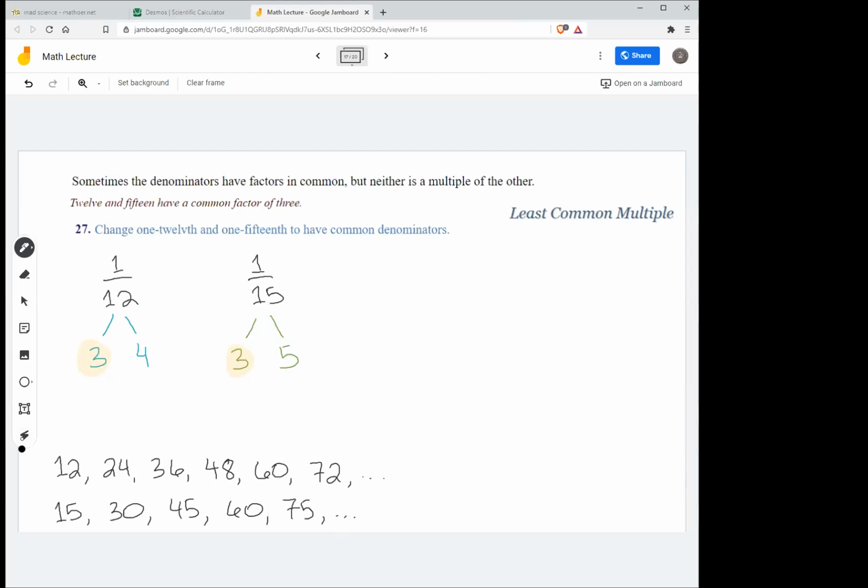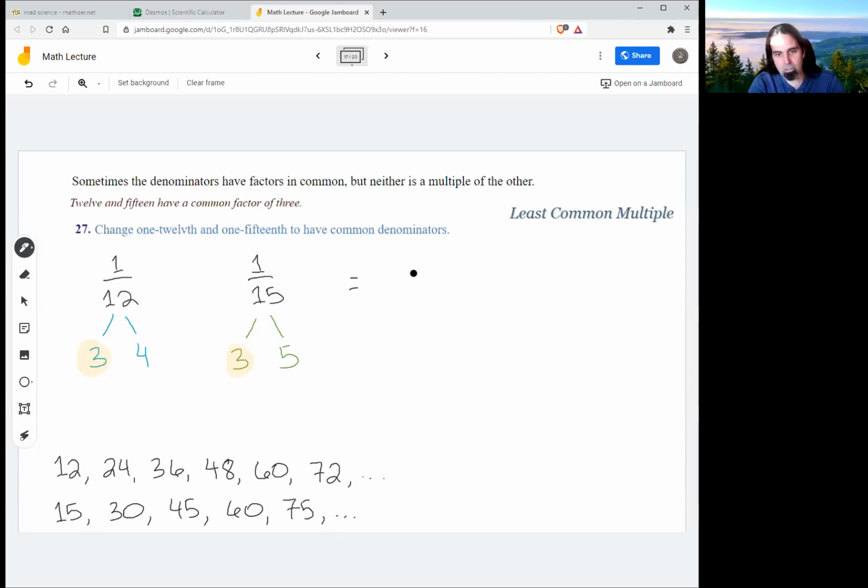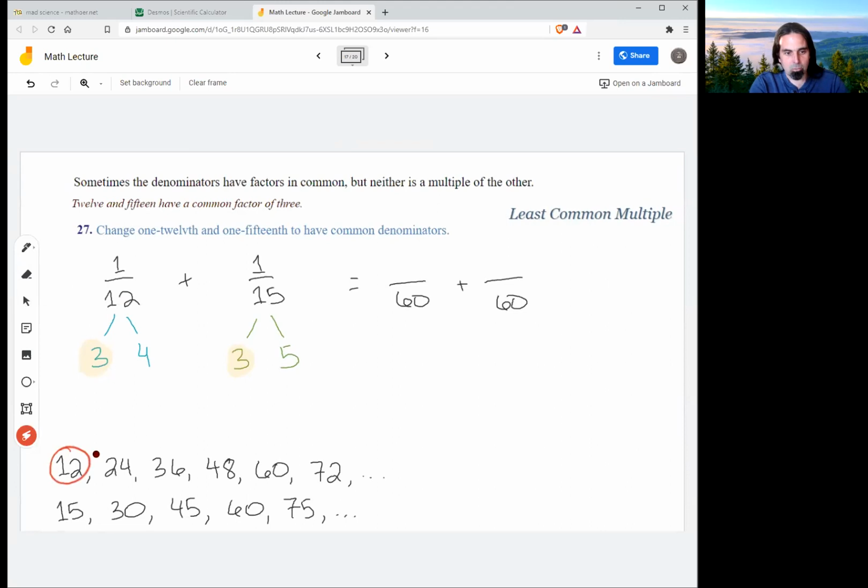60. I can tell right away that this is going to be something over 60 and something over 60. How do I know what the numerators are? I count. Times 1, 2, 3, 4, 5. So this one was actually a times 5 top and bottom. 1, 2, oops. 1, 2, 3, 4. This was actually 15 times 4. So I need a times 4 top and bottom.